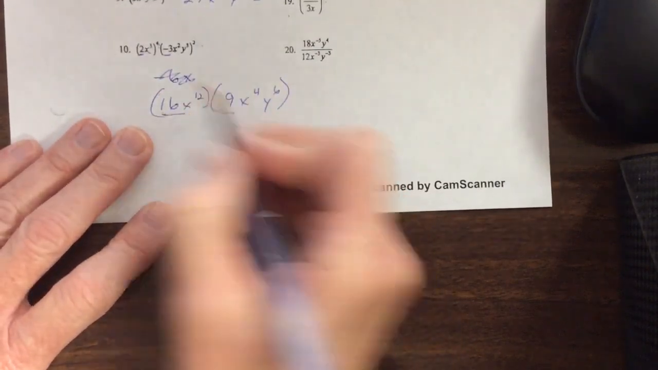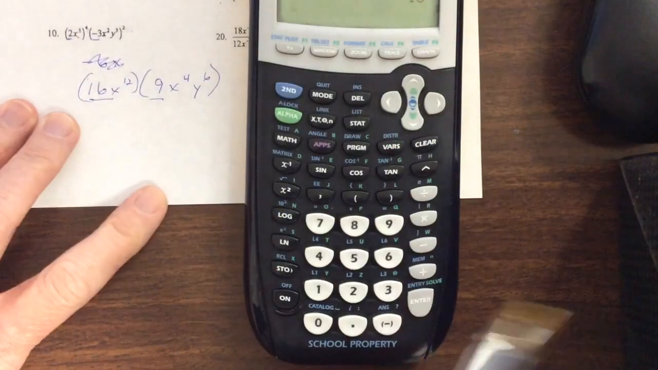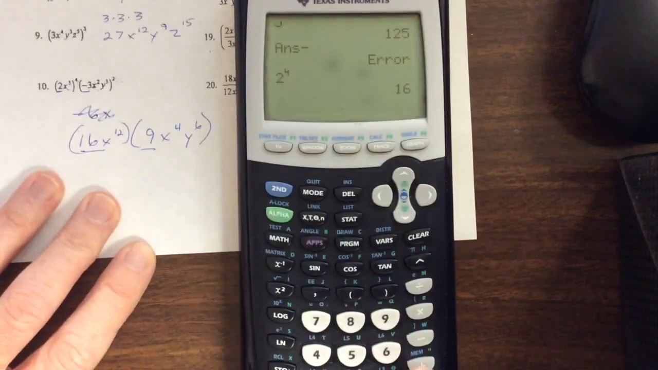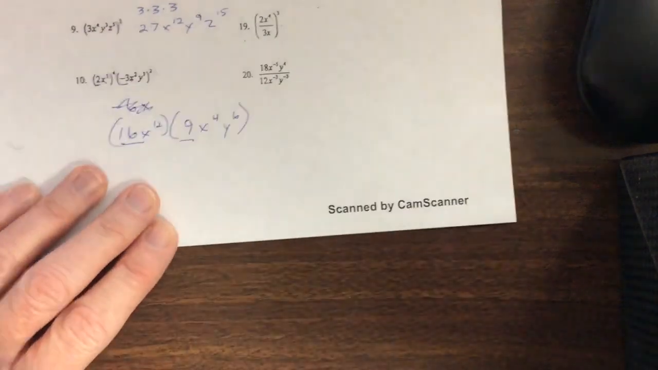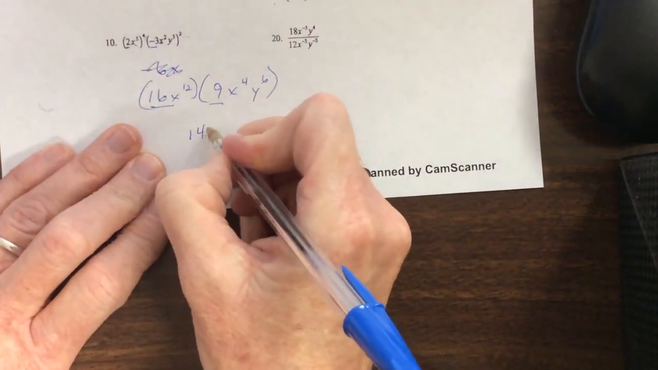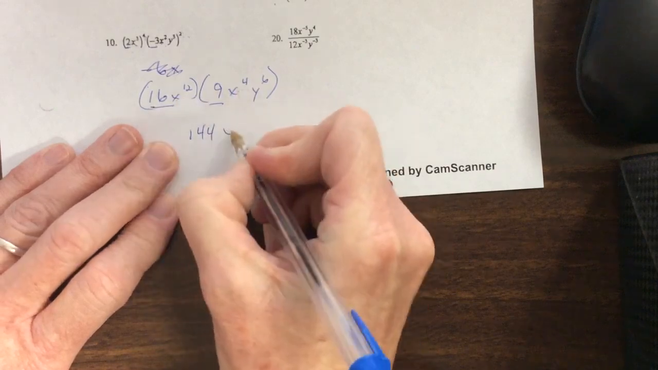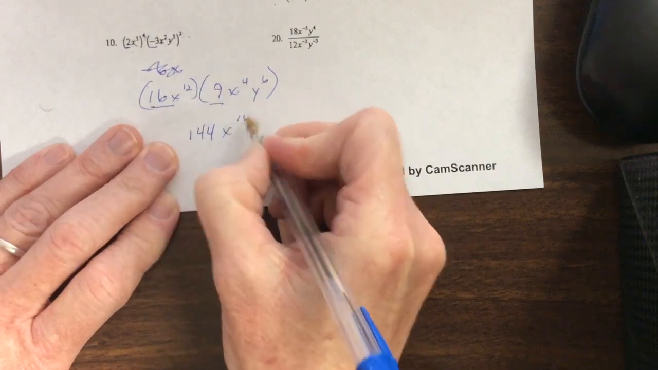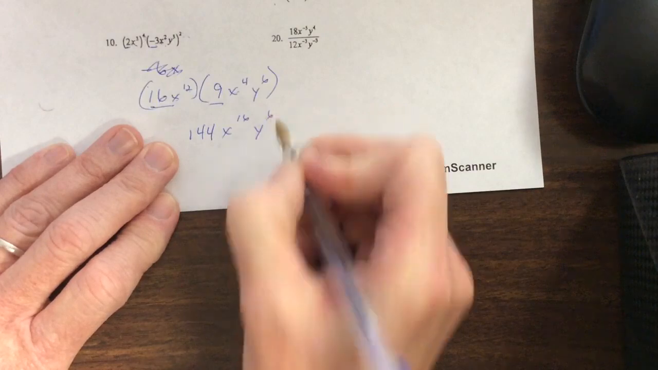Now we can do the combining of the parentheses. So 16 times 9 is going to give us 144. So we have 144. We combine our x's, which would be 16, and we have a y at 6.